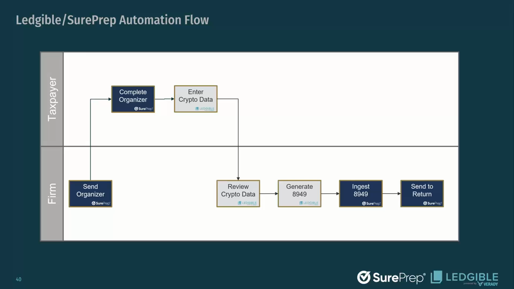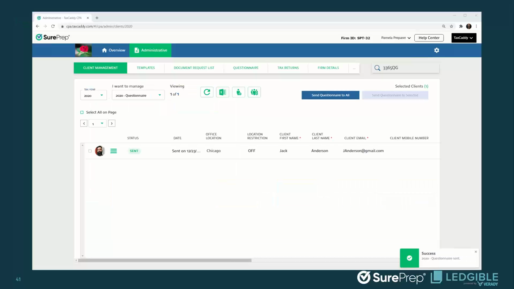And then we'll get them invited, because they've got crypto, we capture that inside the organizer. We're then going to get them invited into Ledgible Tax Pro, where they can go ahead and enter in all their data. Once that's done, they'll notify you through the workflow. You can then review it, quickly generate the 8949, and then Greg will show us how you can pull that right into SurePrep and then get that information flowed through the review process and right into the return itself. So Greg, you want to start us off?